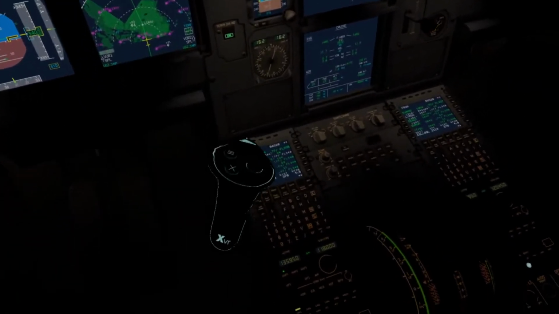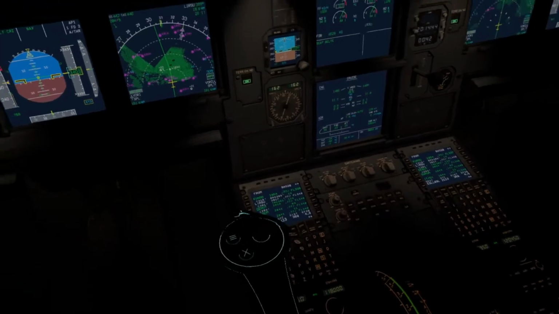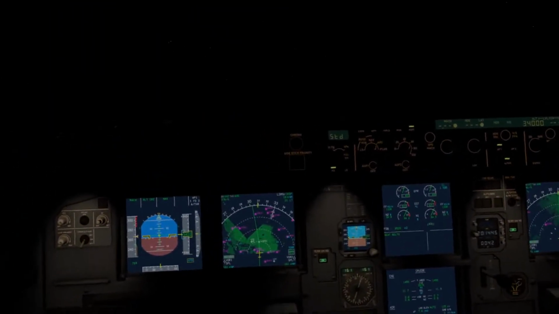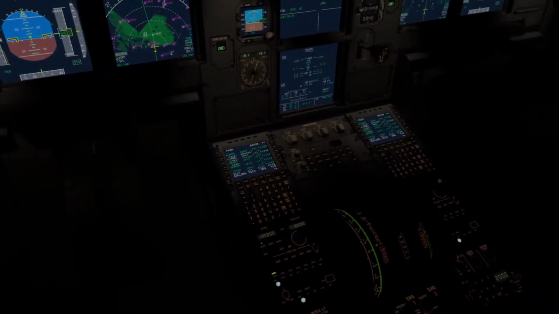I just gotta check. So top of the descent is at 10:45, just about.